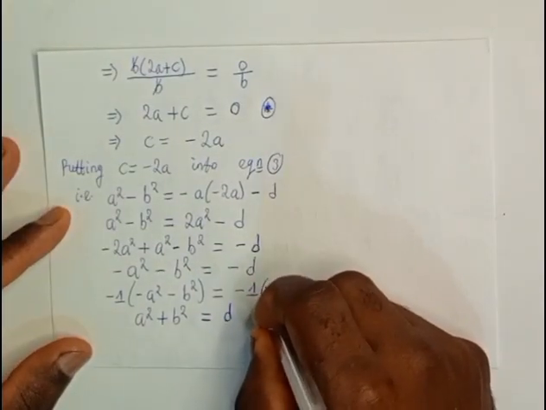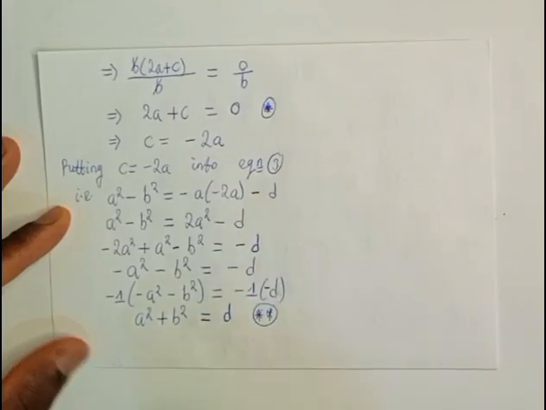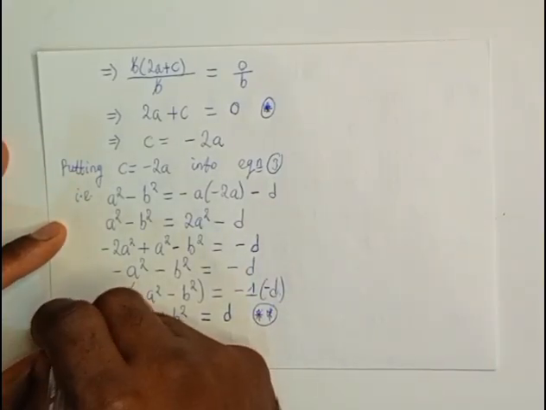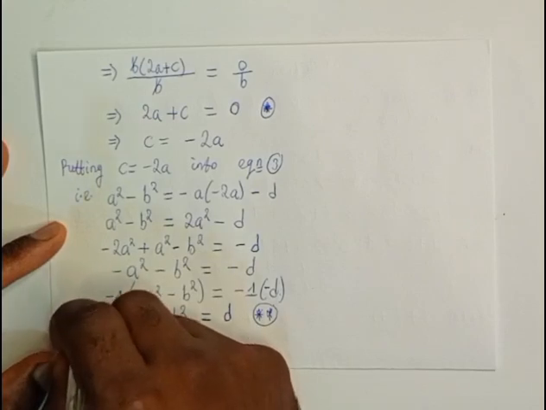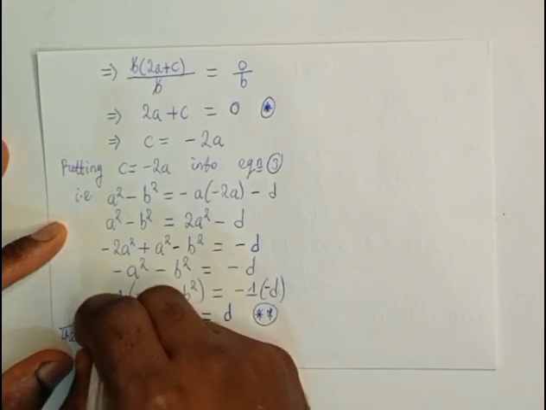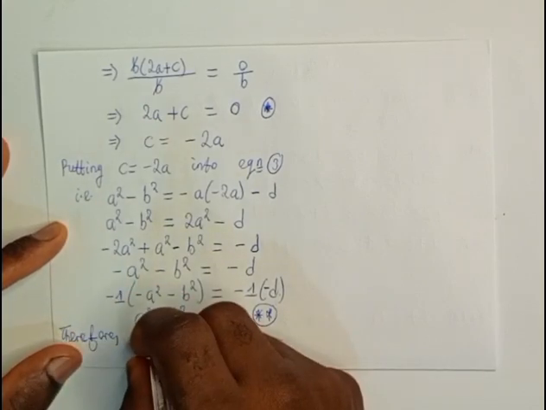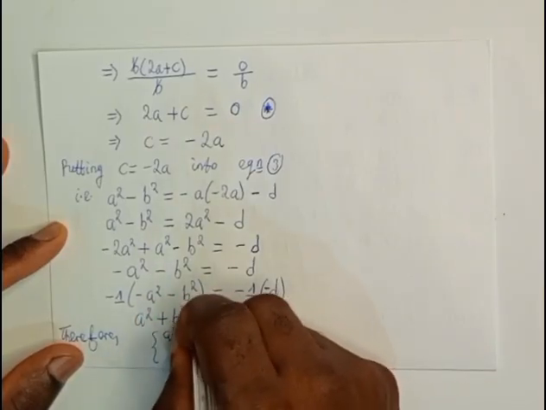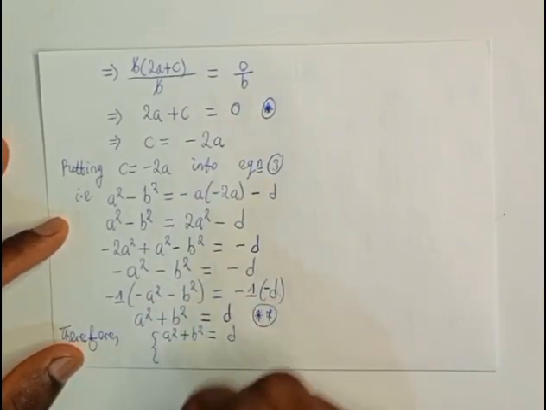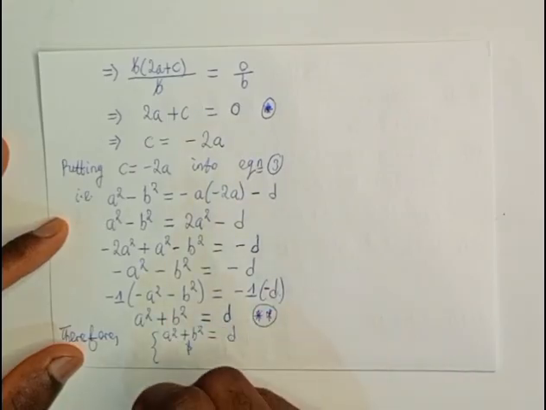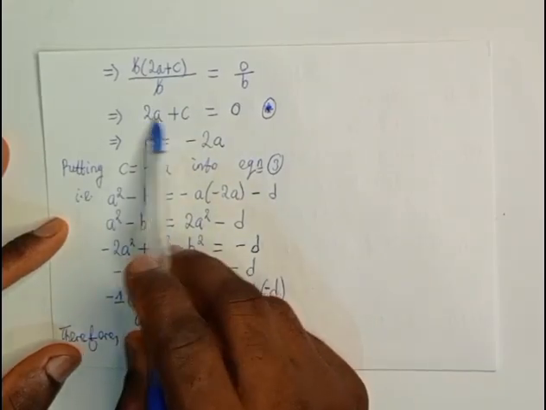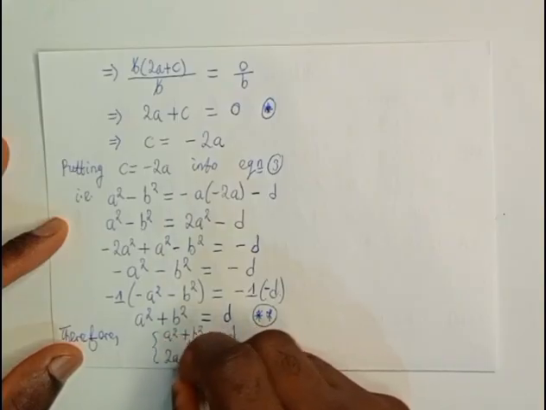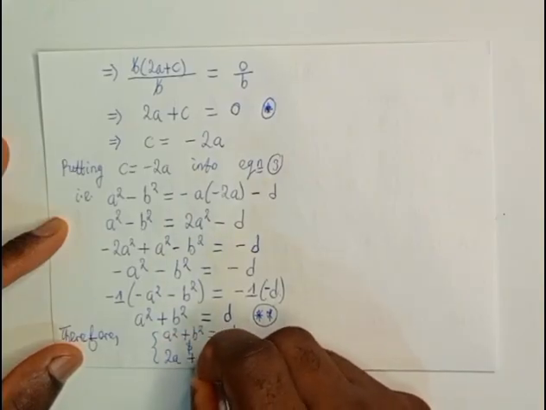Two star. Then we conclude. Therefore, we have a squared plus b squared is equal to d, and 2a plus c is equal to 0.